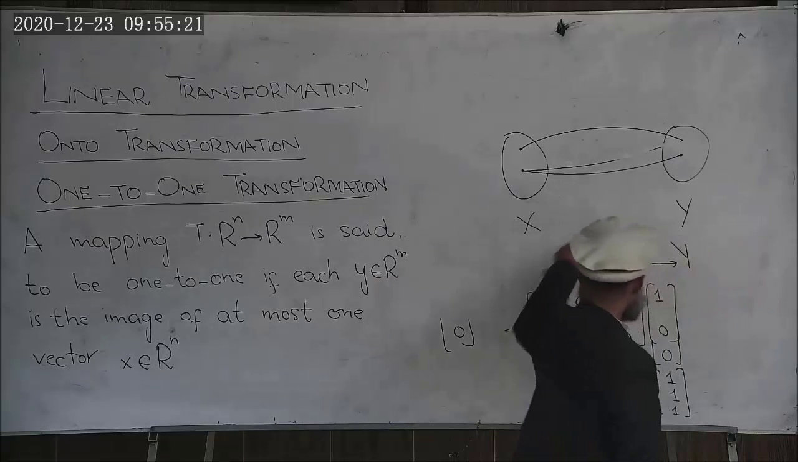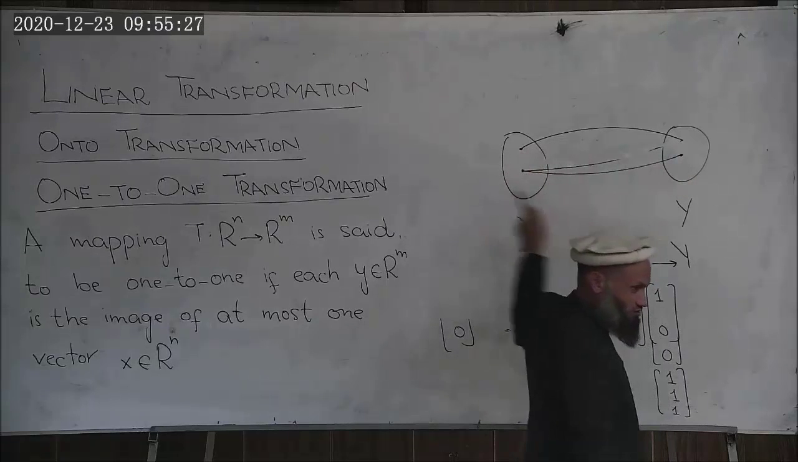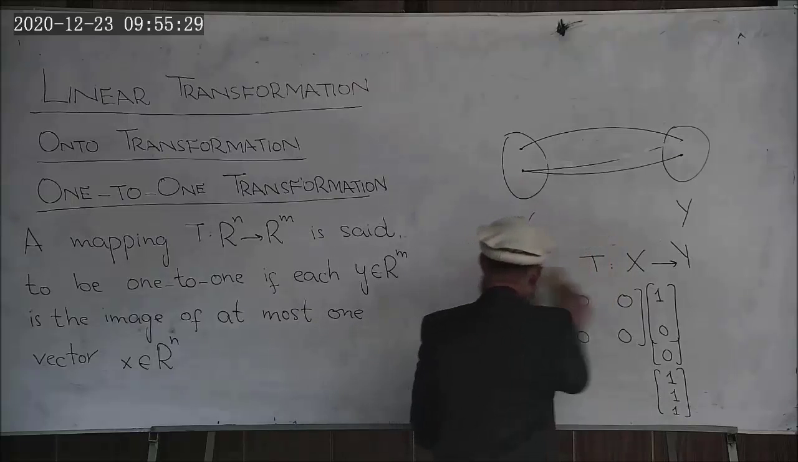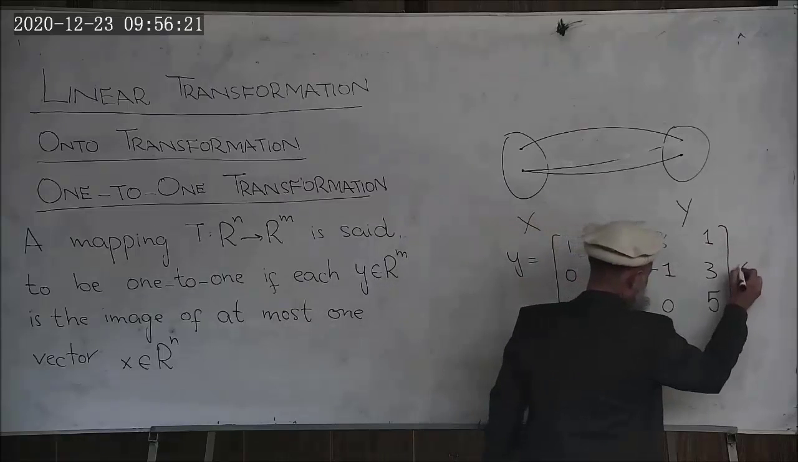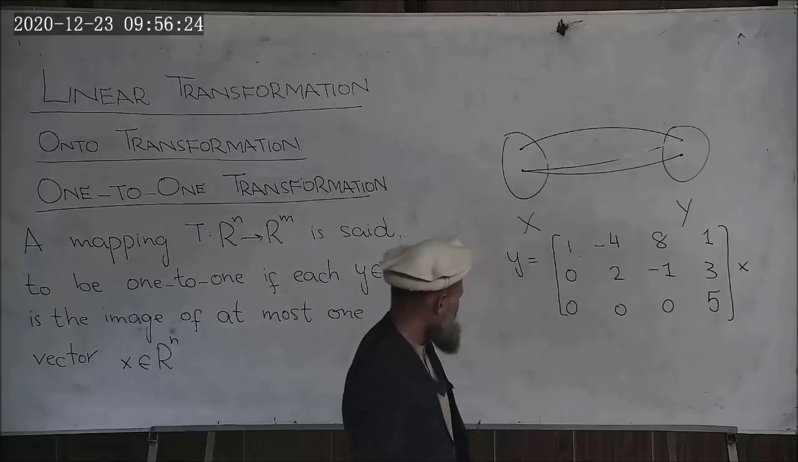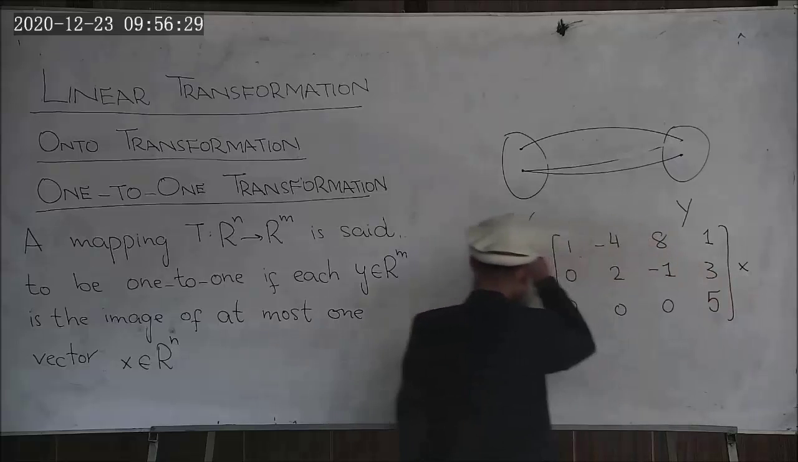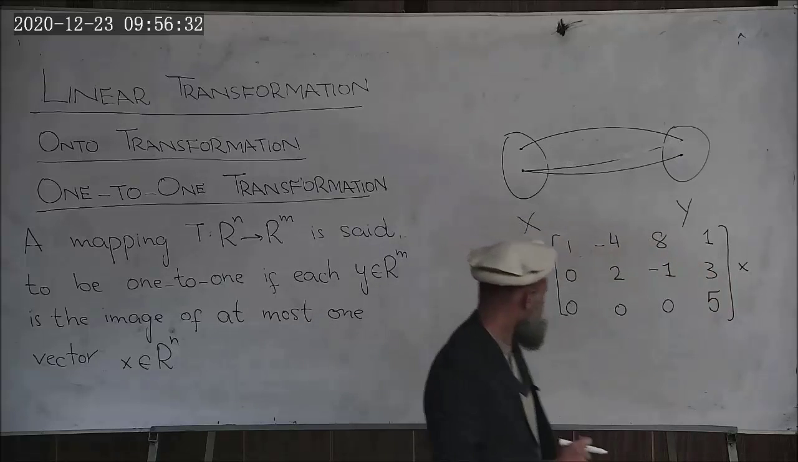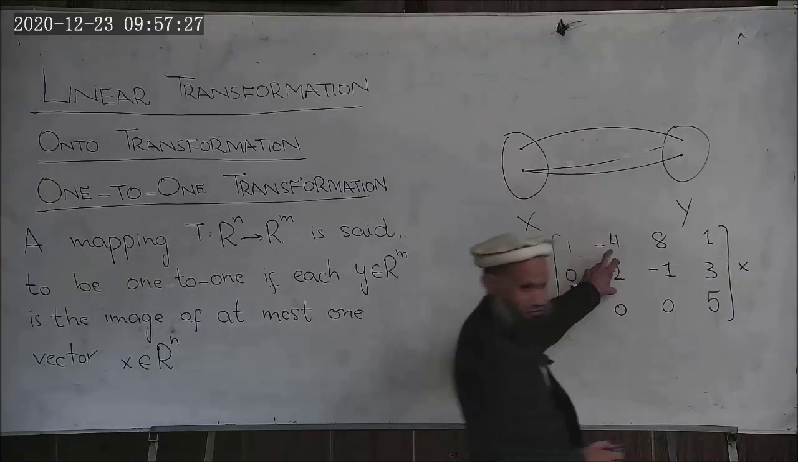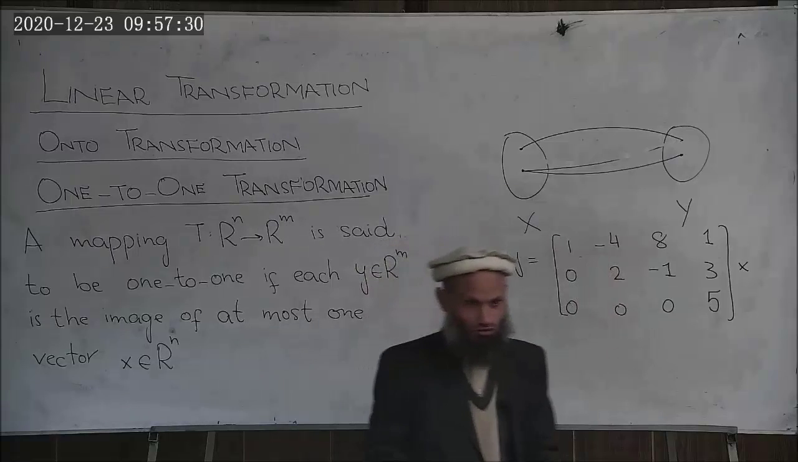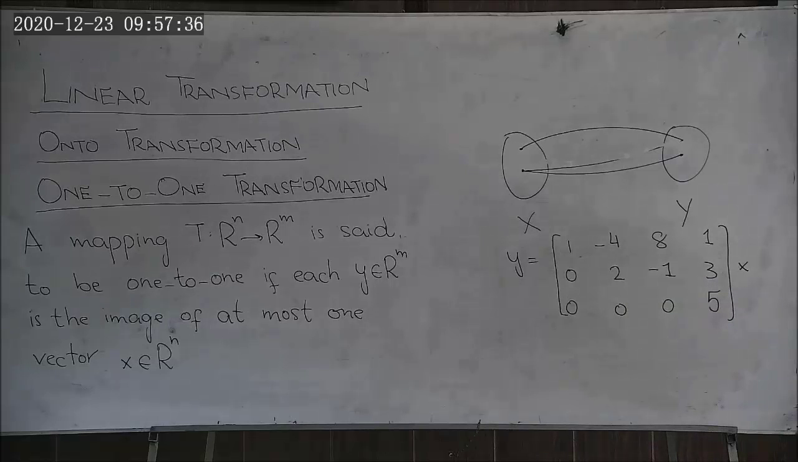No, because each vector is an image of multiple vectors. So this transformation is not a one-to-one transformation. So here is a transformation which maps a vector from R4 into a vector in R3. So what about this transformation? The solution is not unique. Therefore, this is not a one-to-one transformation.